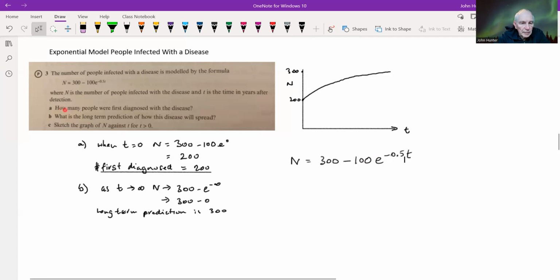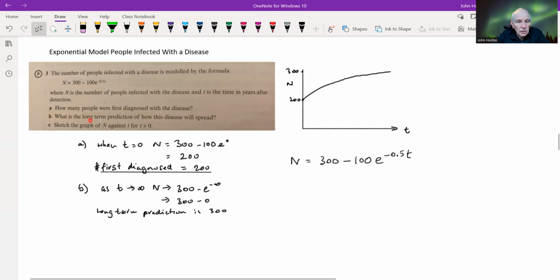The questions are, how many people were first diagnosed with the disease? Well, that is just t equals 0. What we've got is n equals 300 minus 100 times 1, e to the power of 0. So that's 200. So the number first diagnosed is 200.